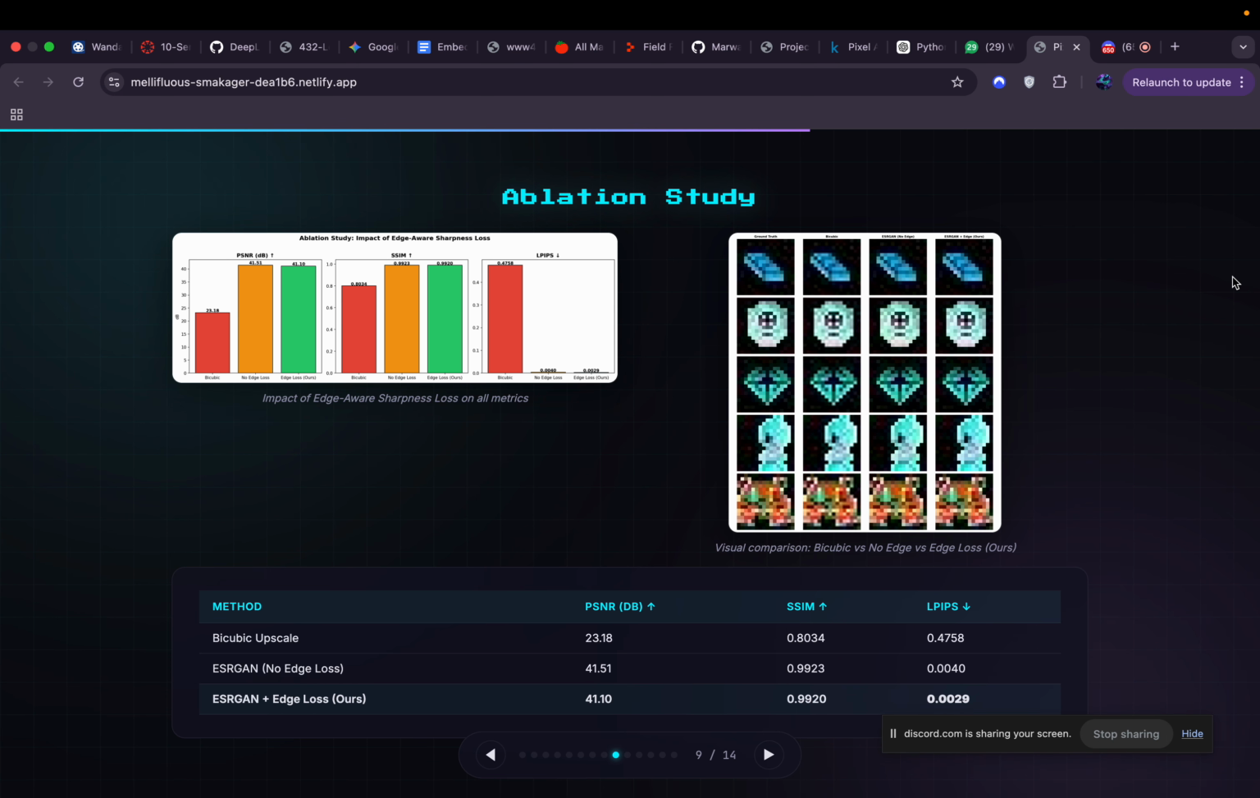There's a slight trade-off though, 41.51 versus 41.10, but this is expected. The edge loss encourages sharper outputs which can differ by a pixel or two from the ground truth, slightly lowering the PSNR while improving perceived quality. This is exactly what LPIPS captures. Next.